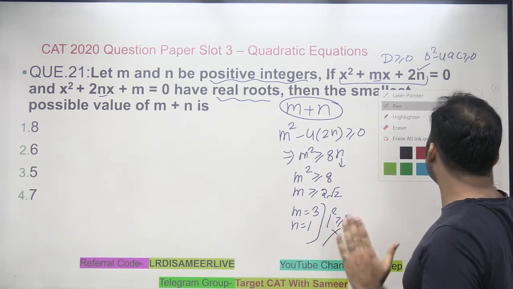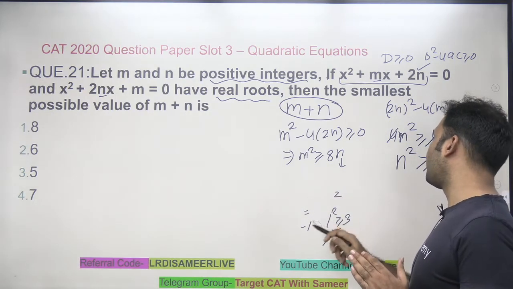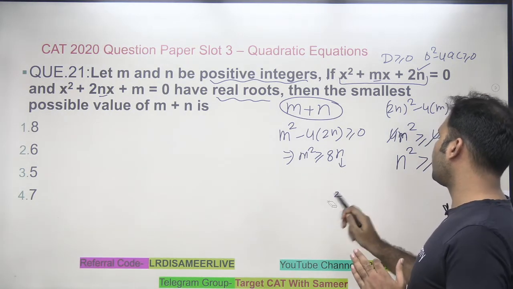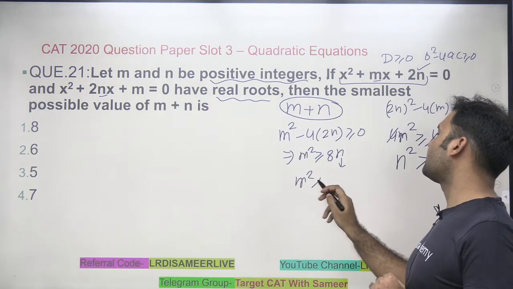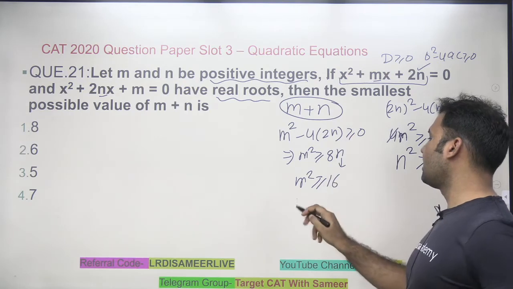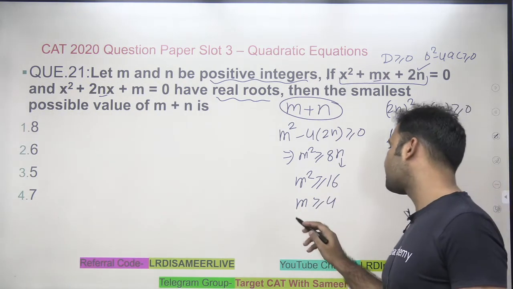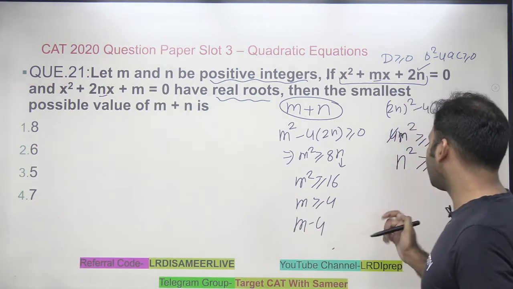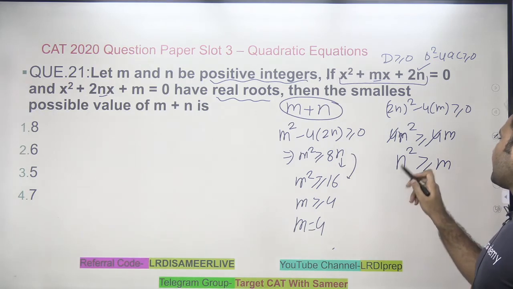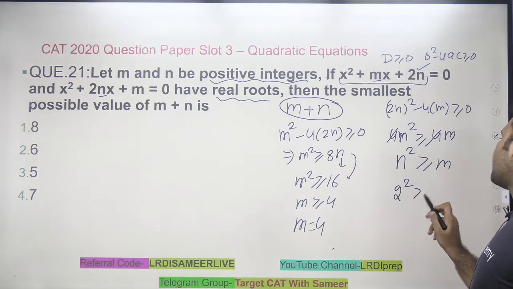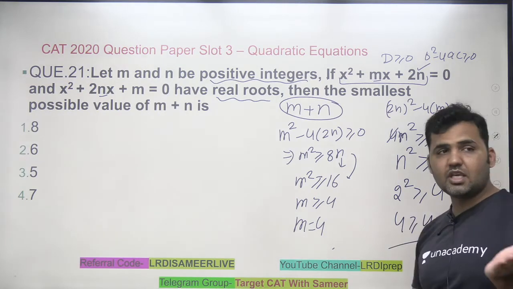Now the next smallest possible value of n that you can take is 2. If I put n as 2, in that case m square would be greater than or equal to 16. m will be greater than or equal to 4. Because it's a positive integer, the smallest possible value of m is 4. Now let's check it over here. If I'm keeping n as 2, n square is 4, which is greater than or equal to m. So yes, this is a valid solution. 4 is equal to 4.